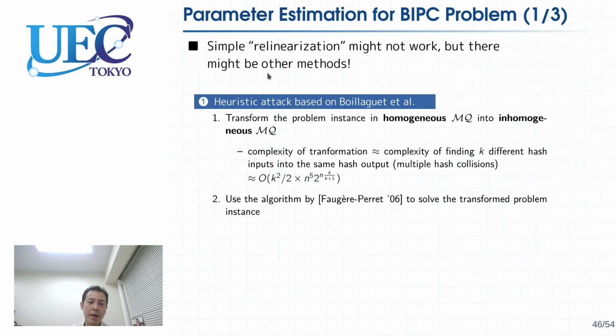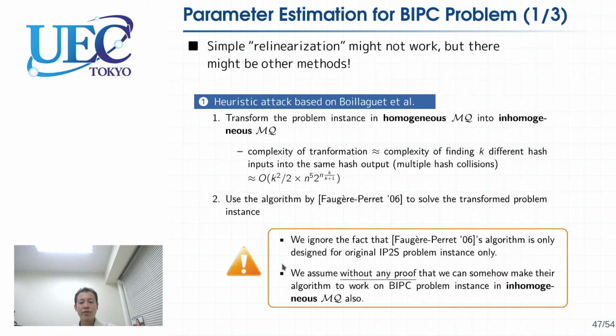So we estimate parameters based on several attacks. The first attack is the heuristic attack based on Boyle, Laguerre et al. First, we transform the problem instance from homogeneous to inhomogeneous MK. Then we use the algorithm by Faugère and Perret to solve the transformed problem instance. The transformation is as follows. However, we have to note that we ignore the fact that the algorithm by Faugère and Perret is actually for the original IP2S problem only, and without any proof, we also assume that the algorithm can work on BIPC problem instances.